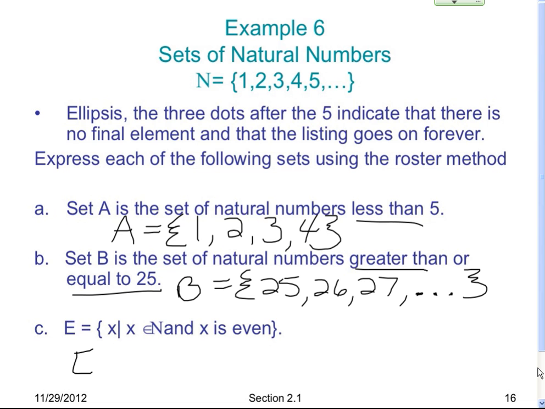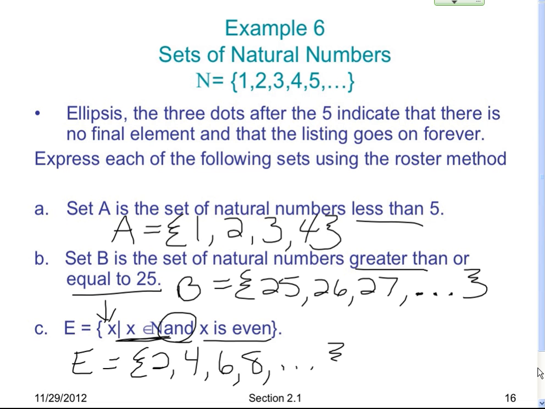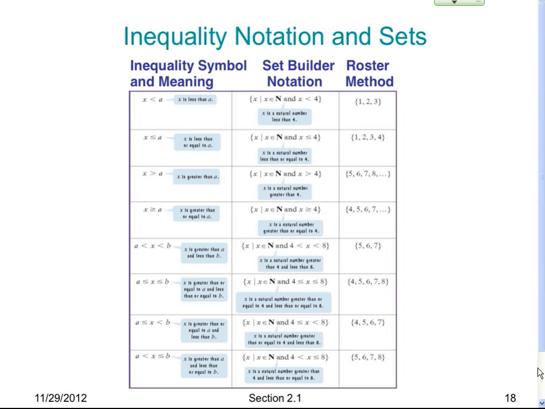E is the set of all x such that x is an element of the natural numbers, counting numbers, and x is even. So the first or smallest natural number that is even is 2, then 4, then 6, 8. Keep on going in the same manner. I'm going to stop here for the end of part 1.